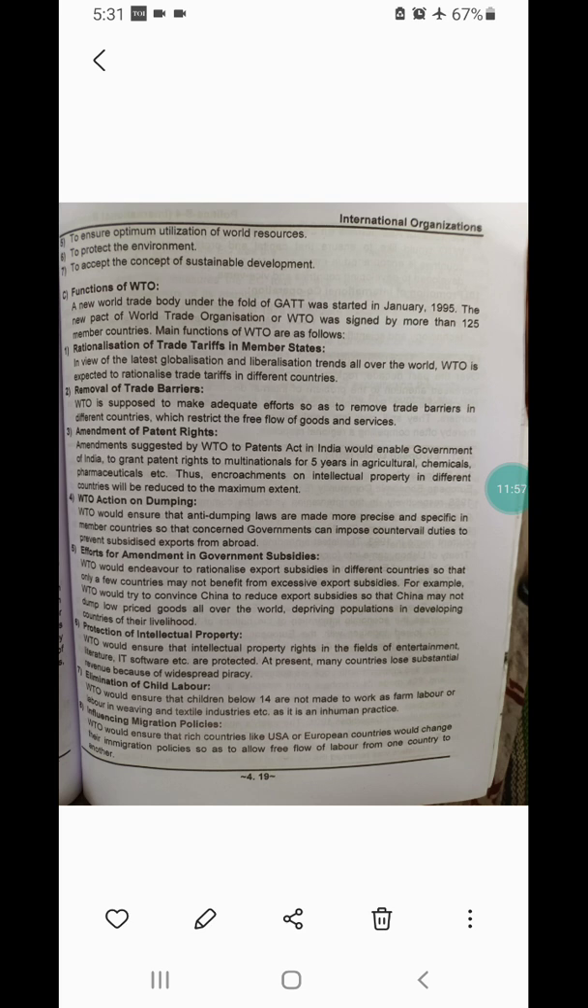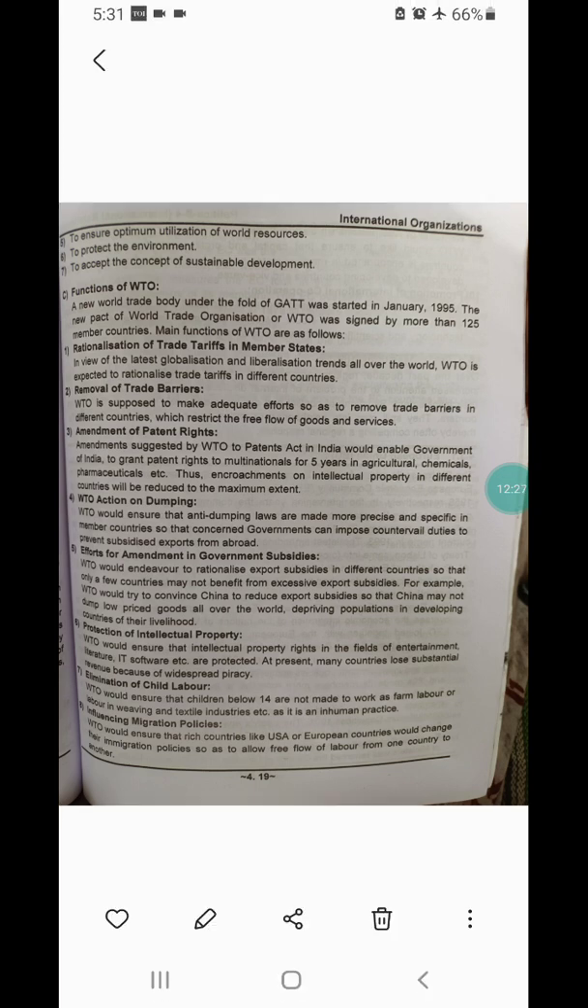WTO को क्या करना है, WTO is supposed to make adequate efforts to remove the trade barriers in different countries which restrict the free flow of goods and services. Amendment of patent rights. Amendments suggested by WTO to the Patent Act in India would enable the Government of India to grant patent rights to nationals for 5 years in agriculture, chemical, pharmaceutical, etc.